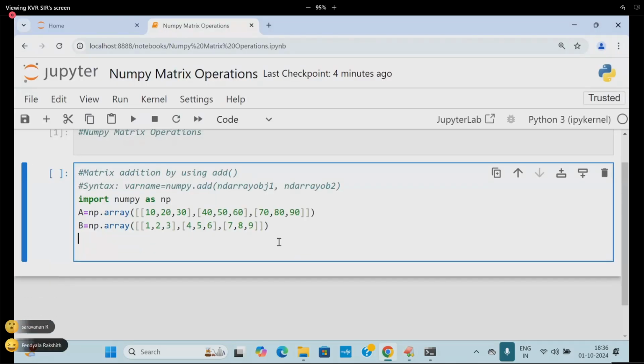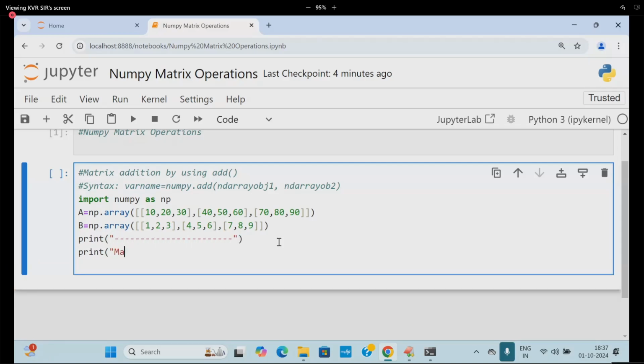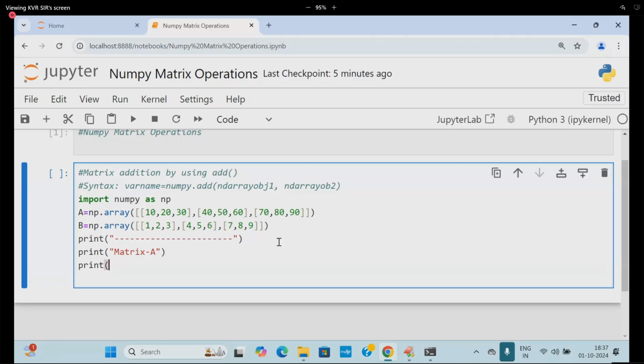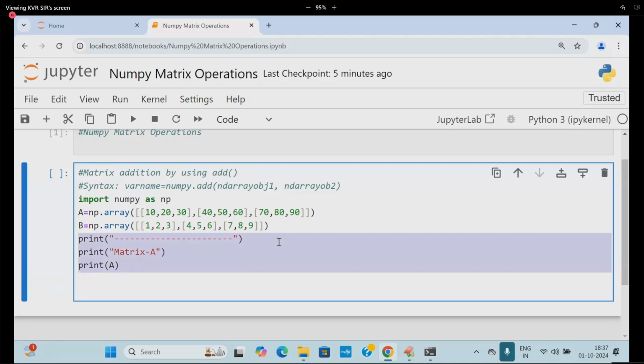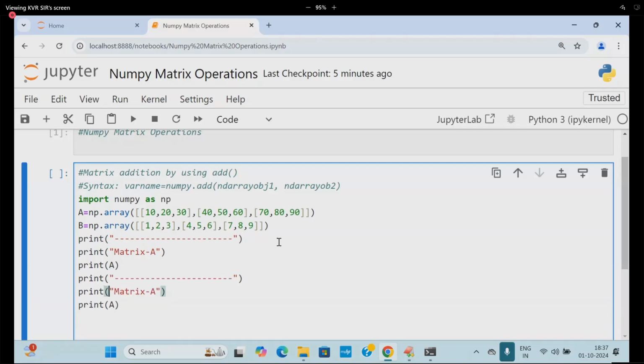Understand? So here I am going to write it. Print of Matrix A: print of A. Next I am going to print Matrix B. I am printing Matrix B, writing it in the form of a program also. Now the B matrix is printed.